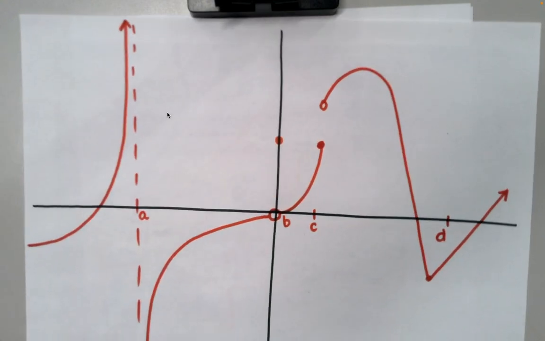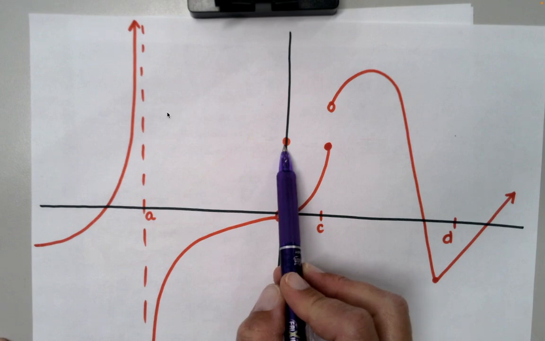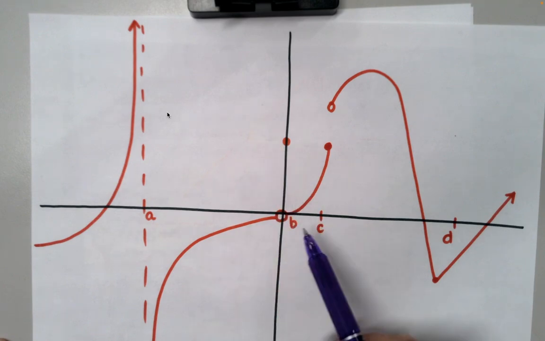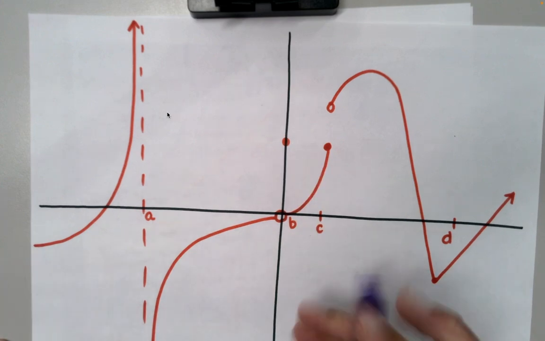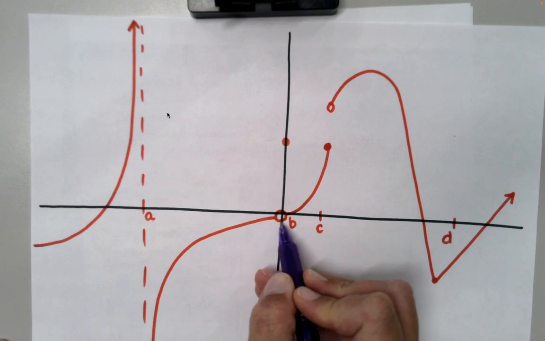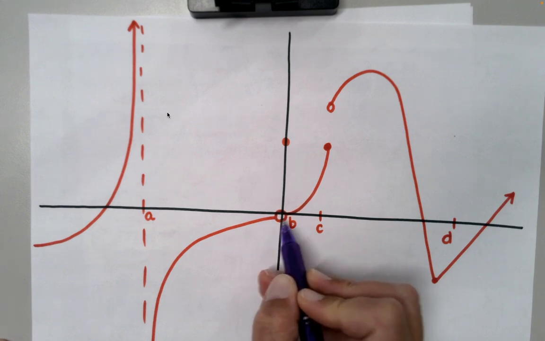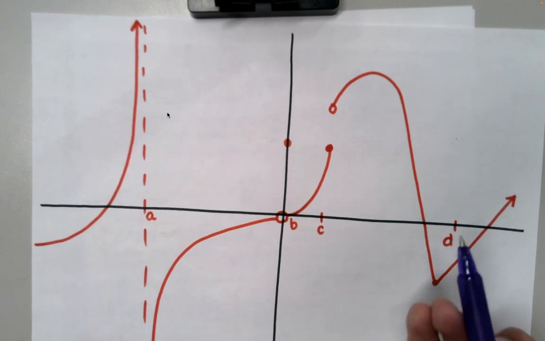Well, let's look at B, okay? At B, I have the function defined. I have this point right here. If I asked you for f of b, you would tell me this value right here. I have a limit. If I come in from the left or from the right, both of those sides are coming together in the same location. So the limit from the left and the right are the same. So I have a limit. That's great.